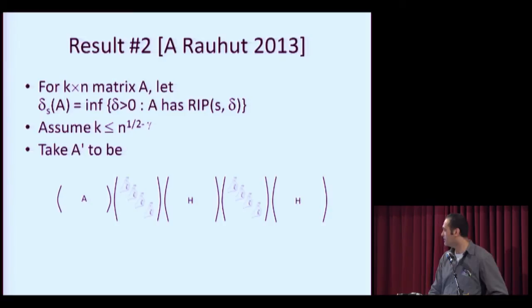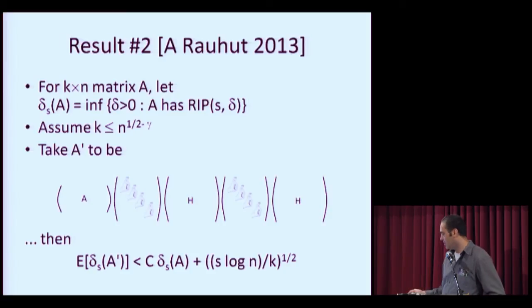Okay, so what is the lemma? If you do that, then the expected best RIP distortion parameter that you have for A prime is at most a constant less than 1 times the parameter you had for your previous draft, plus this is what you want to have at the end. Okay? So you have an exponential decay in this parameter every time you apply this random transformation.